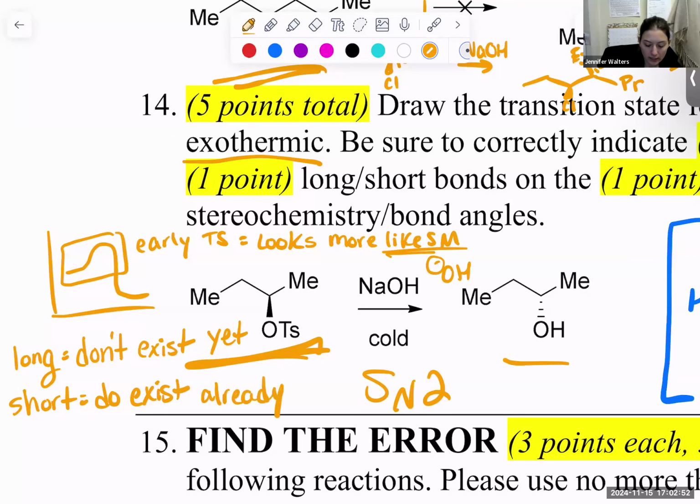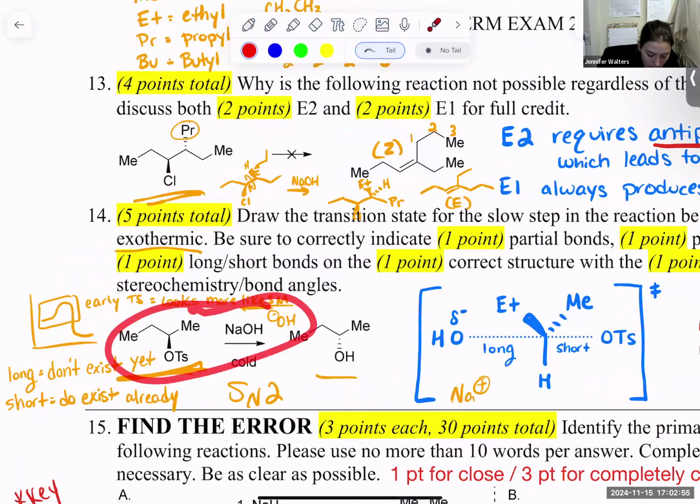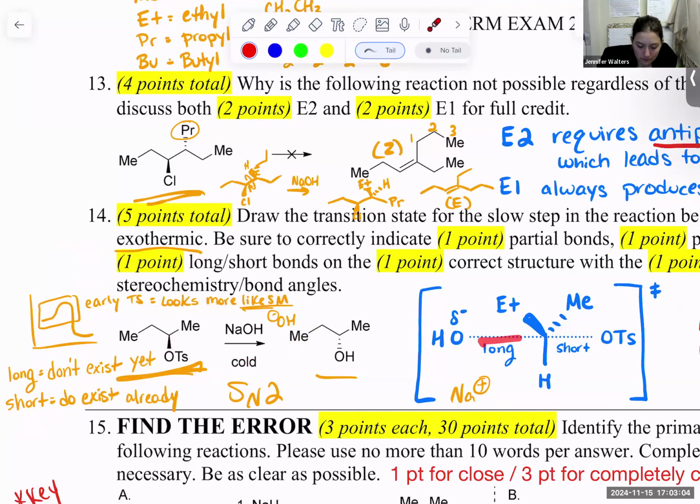So when I look at this, in my starting materials, the bond that I have is the carbon leaving group bond, short. The bond that doesn't exist yet is that carbon hydroxide bond. So that one is long.